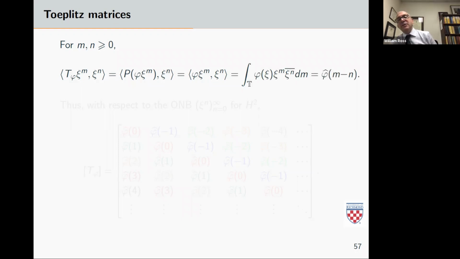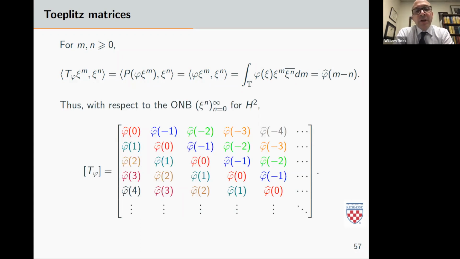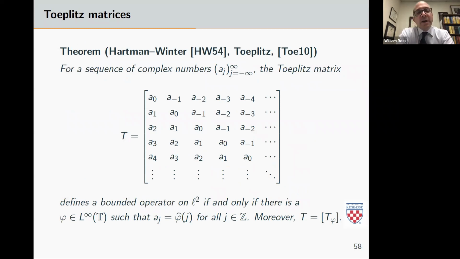I write it out as an integral and then realize I'm looking at the n minus m Fourier coefficient of phi. That indicates that the entries only depend on which diagonal you're on. So with respect to that orthonormal basis, you get what's called a Toeplitz matrix. You're constant on each of the diagonals. All right, so the theorem says: if you give me a sequence of complex numbers and you form a Toeplitz matrix out of that, you want to know when that forms a bounded operator on L2. The theorem is that this happens if and only if phi is an essentially bounded function.